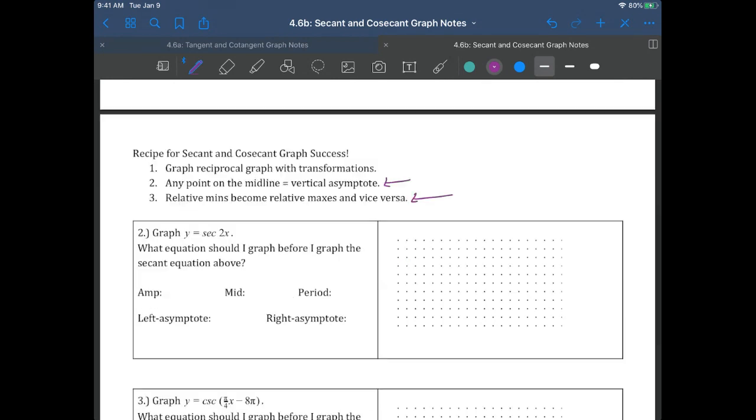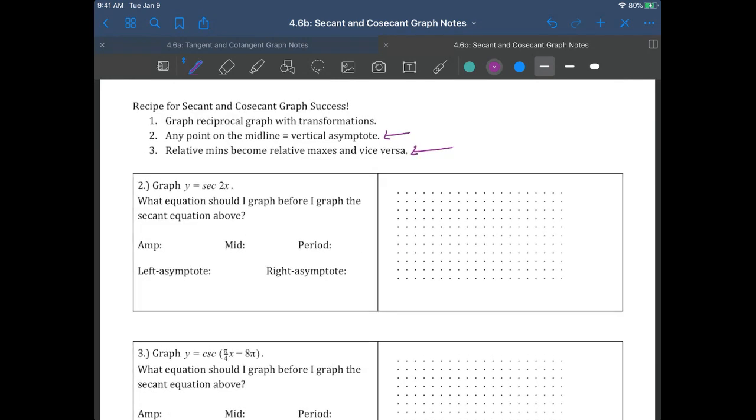Okay, so what we're going to do first is to graph the reciprocal. So the reciprocal of secant would be, not the cosecant, the cosine of 2x. So I'm going to do like the amplitude is 1, the midline is 0, the period is 2 pi over the speed, which is 2, so a period of pi.